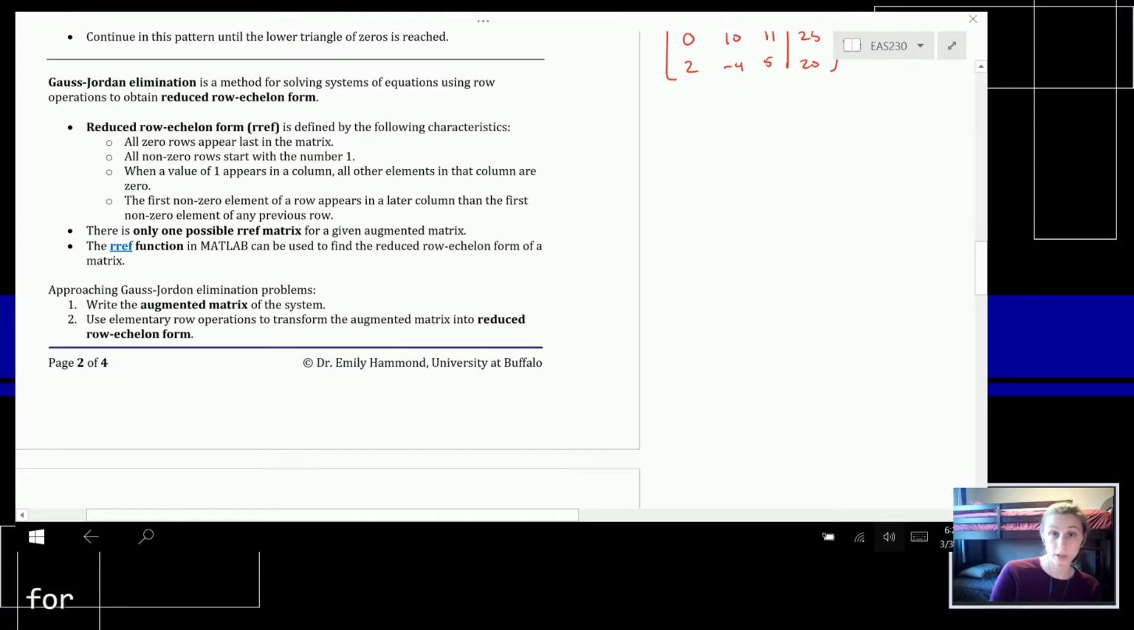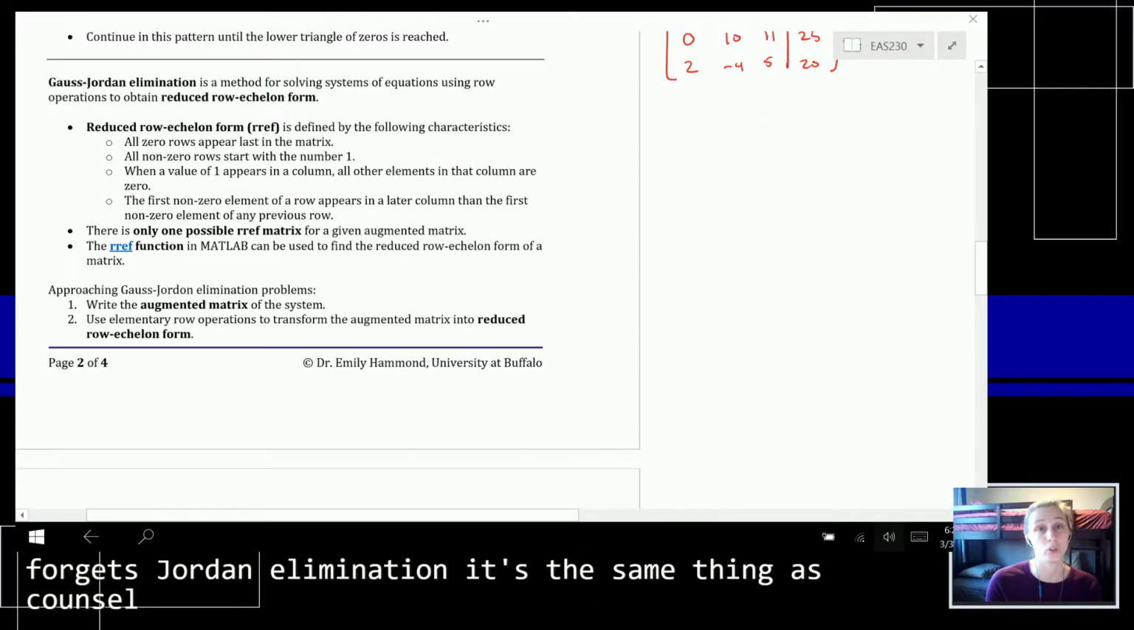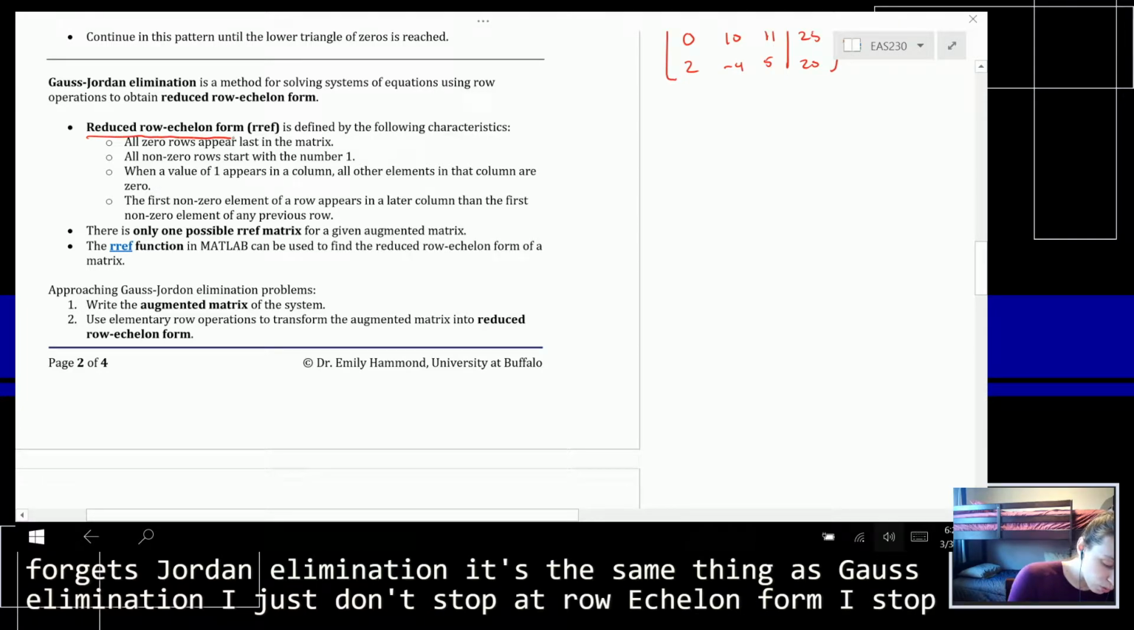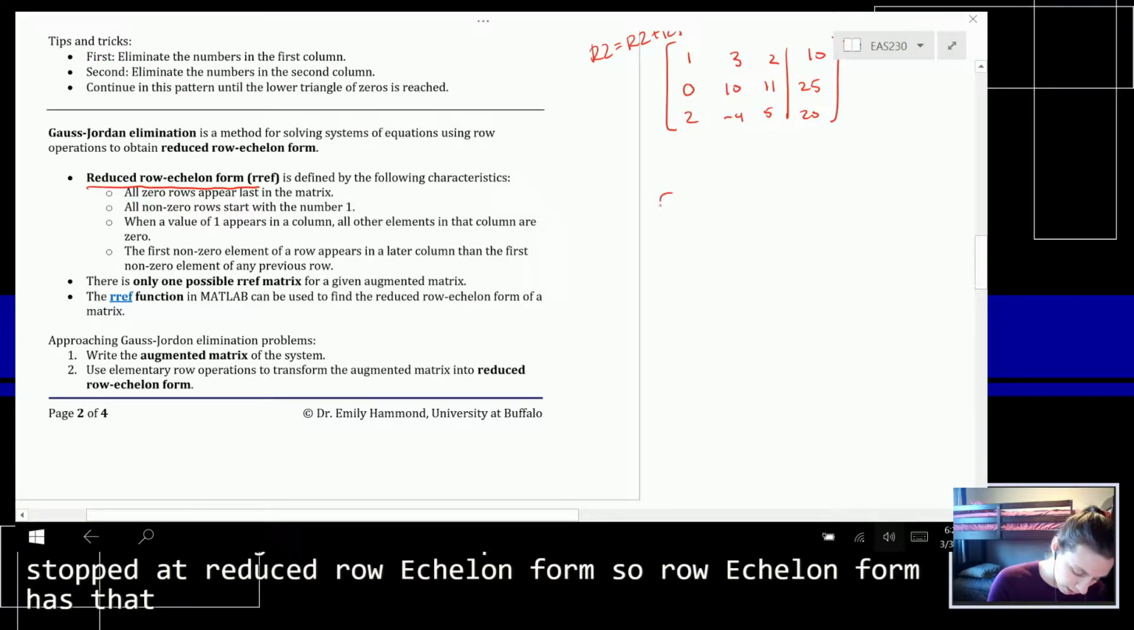For Gauss-Jordan elimination, it's the same thing as Gauss elimination. I just don't stop at row echelon form. I stop at reduced row echelon form. So row echelon form has that lower triangle of zeros.